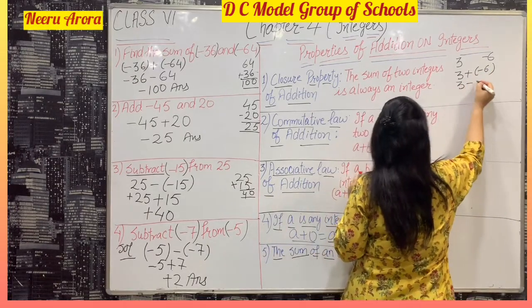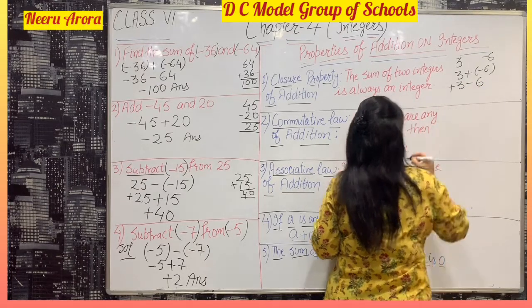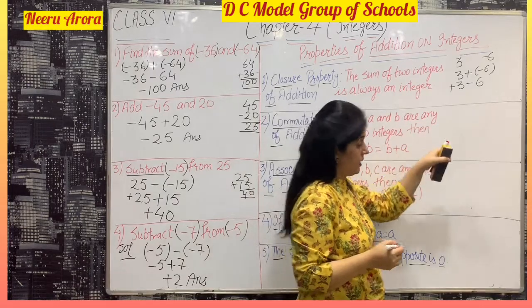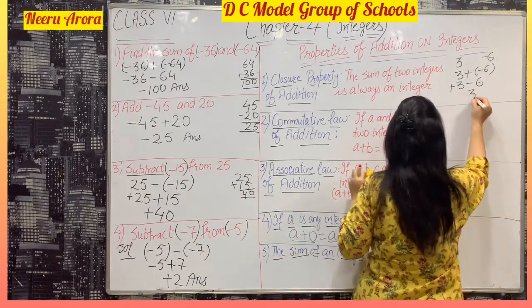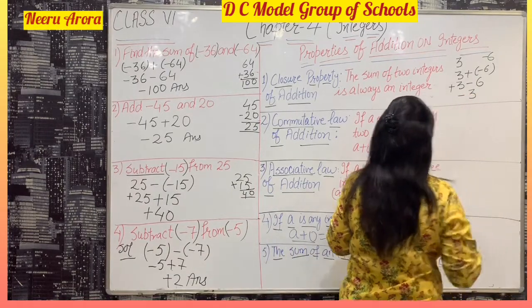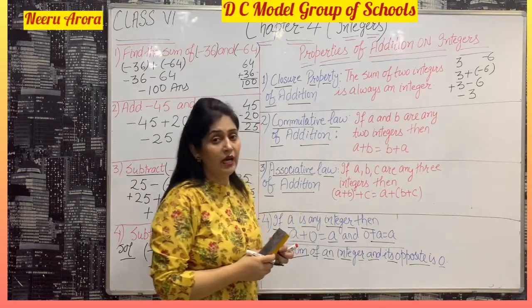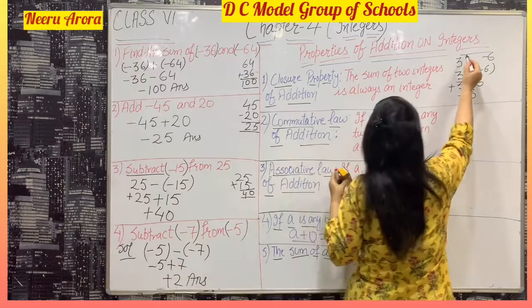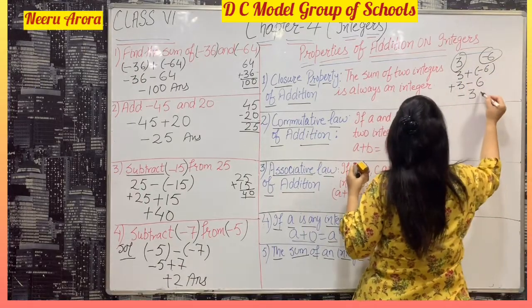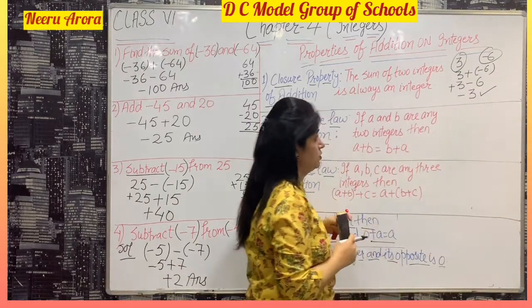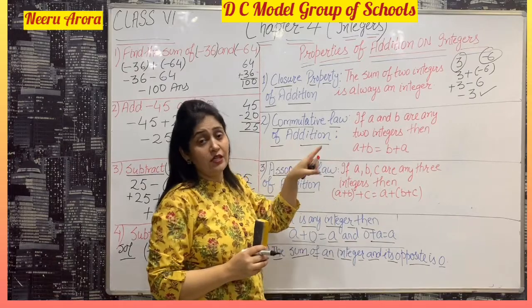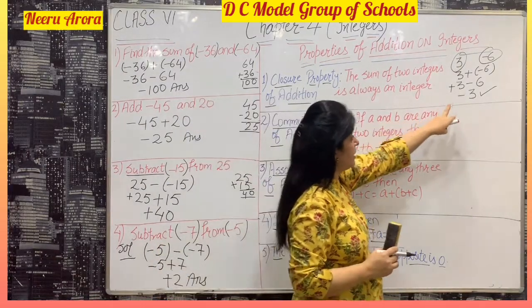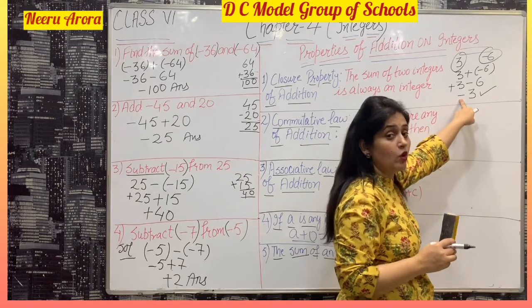So here plus minus minus. No sign here means it is plus. We have opposite signs, so we subtract the numbers. Here it comes 3, and the sign of the bigger number is minus. So here it is minus 3. So what is the property? We have taken two integers and their sum is also an integer. The sum of these two integers is minus 3, which is also an integer.